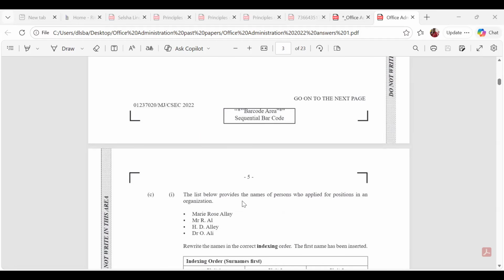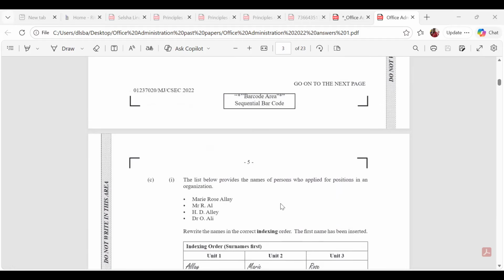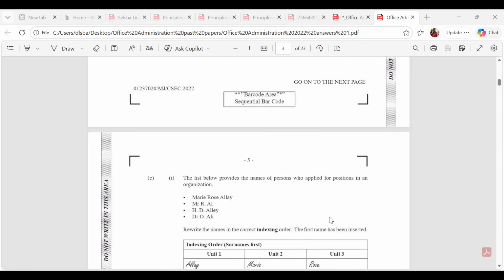Your list below provides the names of persons who applied to positions in the organization. And we want to index them, so we're going to file them. Marie Rose Ali would be Ali, Maria Rose. Last name, first name, middle name.